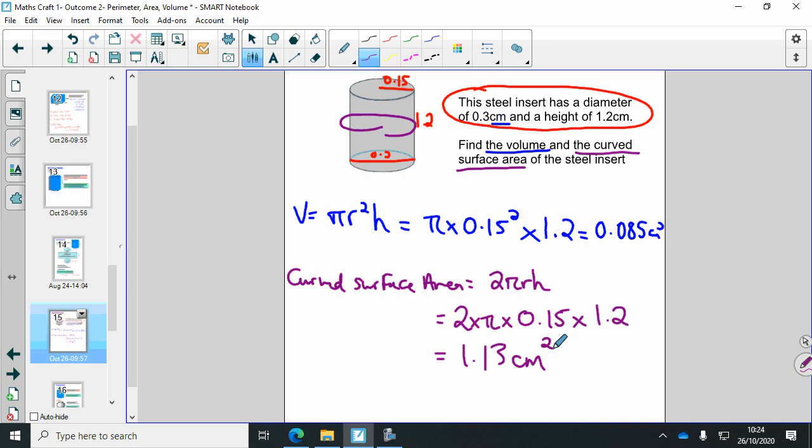So just be careful with these because you might be asked for the curved surface area, you might be asked for the total surface area. Okay, if in this question you're asked for the total surface area, you would then add 2 circles on top and bottom by adding pi r squared twice onto this amount here.